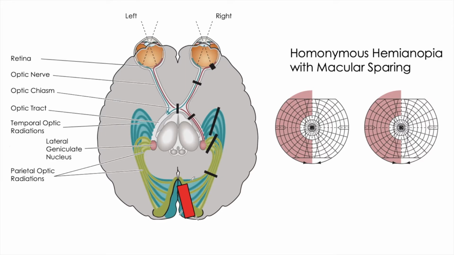This is thought to occur for two reasons: because the macular portion of cortex has dual supply from both the posterior cerebral artery and the middle cerebral artery, and also because macular vision may have bilateral representation in both the left and right visual cortex.